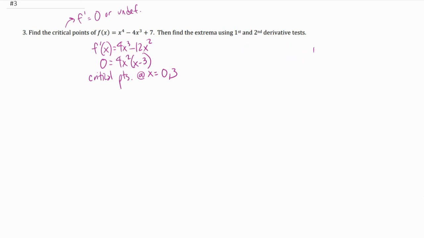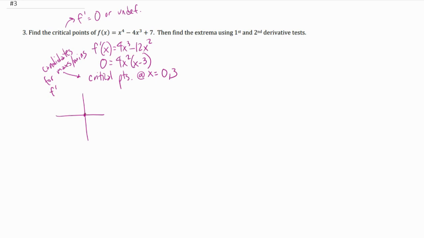So we are going to use our critical points as candidates for maxes and mins. And they are just candidates. They are not necessarily either one. Okay, so for the first derivative test, we are going to see where our f prime changes from positive to negative or negative to positive. So I'm going to graph f prime. You can use a sign chart if you'd like. Personally, I prefer to just graph if I can graph really quick.